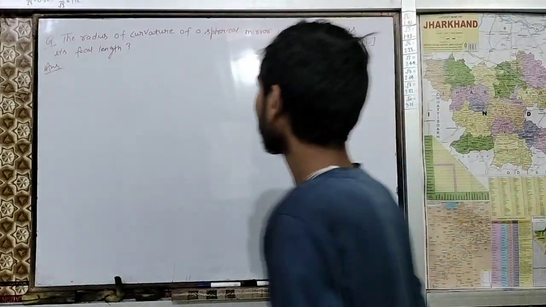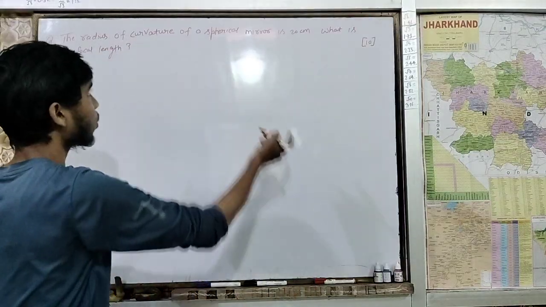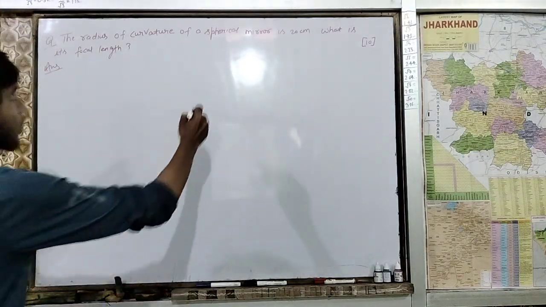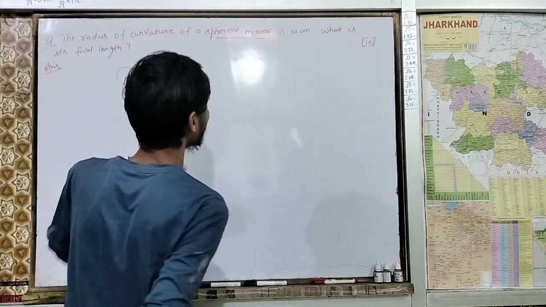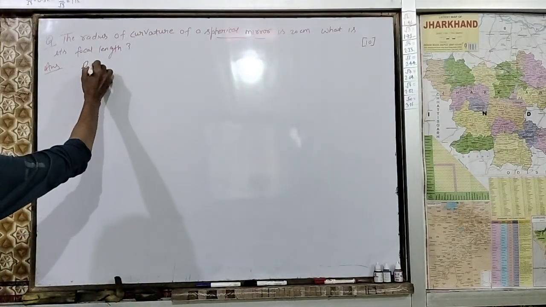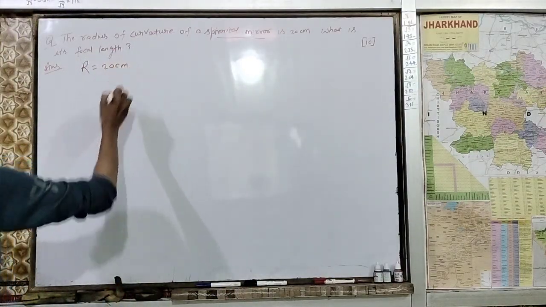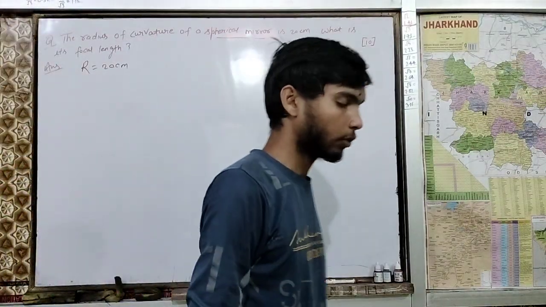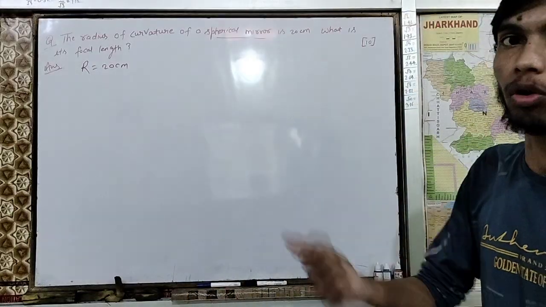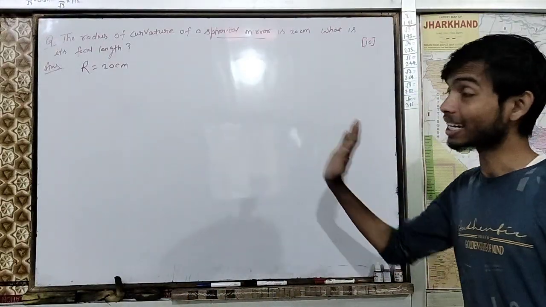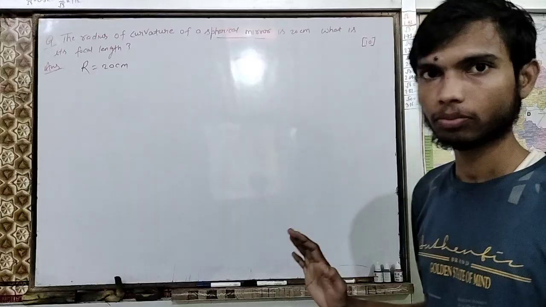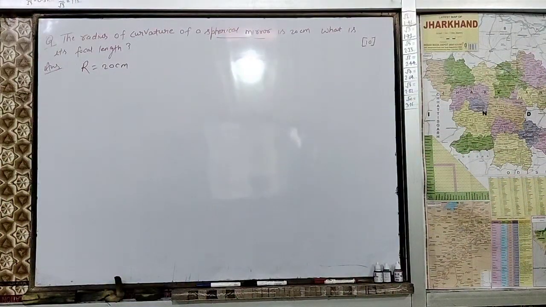But remember, the radius of curvature of a spherical mirror is given, which is 20 centimeter. R is 20 centimeter. We have to find its focal length, where R is 20 centimeter. Are you understanding? Do you have any kind of doubt?